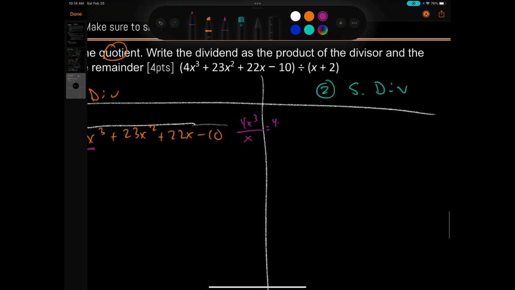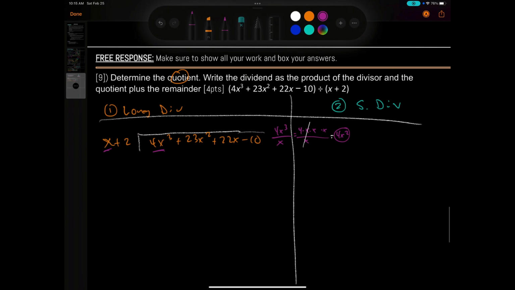And that's just 4 times x times x times x over x. If you cancel these, then you're left with just 4x squared. And that's what I'm writing here. Then we're going to multiply. So 4x squared times x is 4x to the third. And 4x squared times 2 is going to give me 8x squared positive.